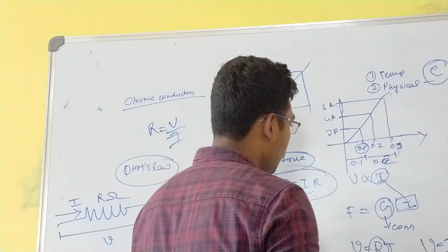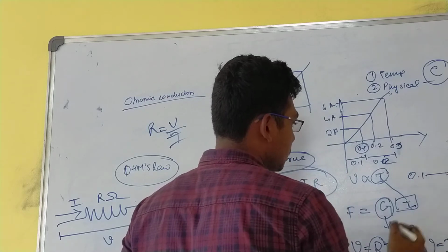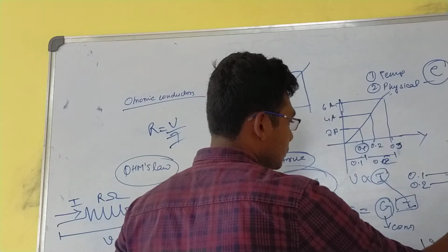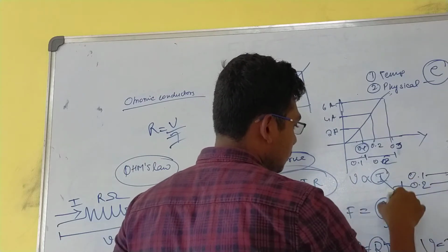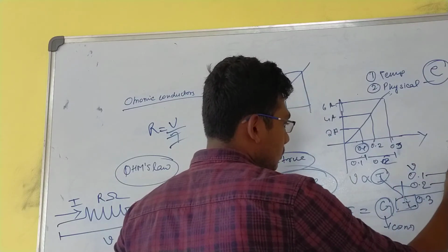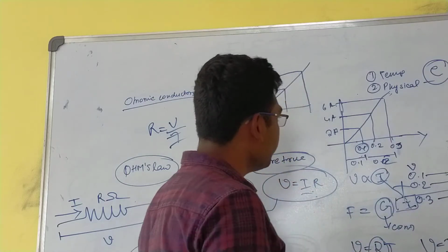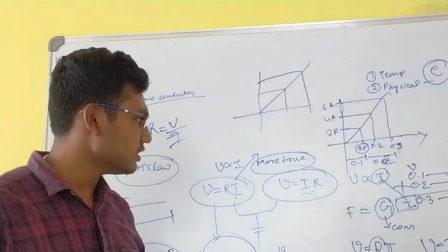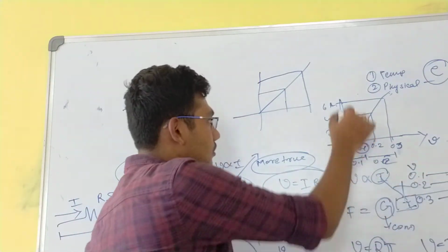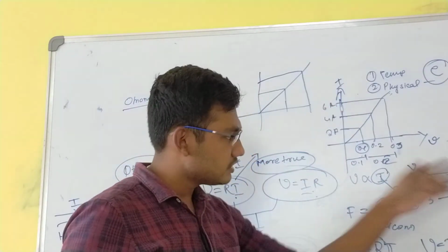So for 0.1 volts, the current flowing was 2 amperes. For 0.2 volts, the current was 4 amperes. If we add, we are going to get 0.3 volts, and what is the current? That is 6 amperes, right? Similarly, you can verify from the graph that it is 6 amperes for 0.3 volts.